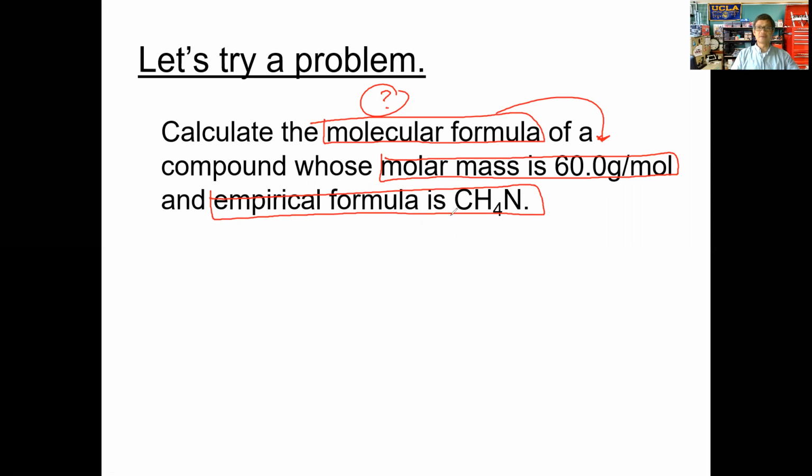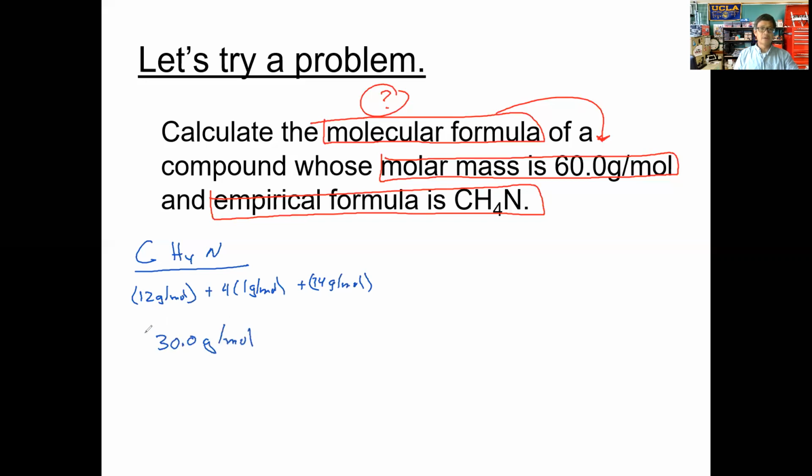The first thing we have to do is calculate the empirical mass. For this empirical formula, which is 1 carbon, 4 hydrogens and 1 nitrogen, you add all those up: 12 grams per mole plus 4 times 1 gram per mole plus 14 grams per mole. We get an empirical mass of 30 grams per mole. This is the mass of this particular compound here.